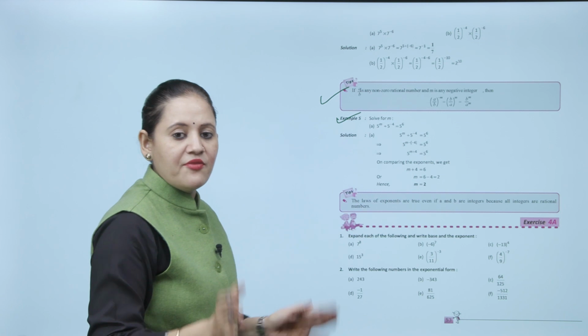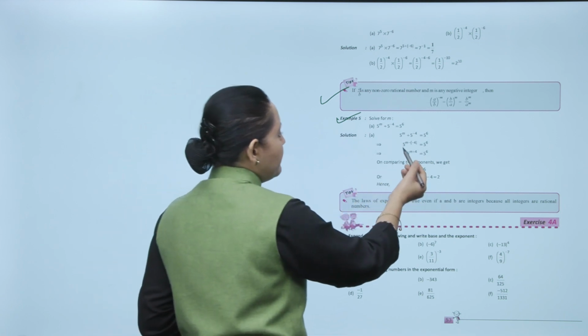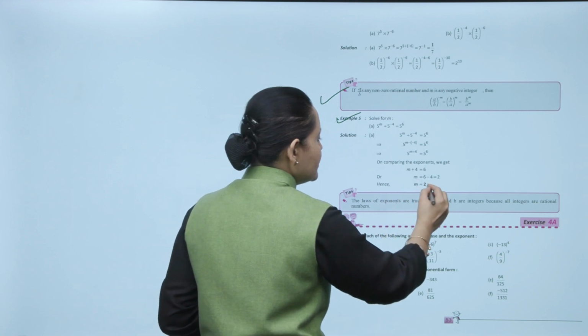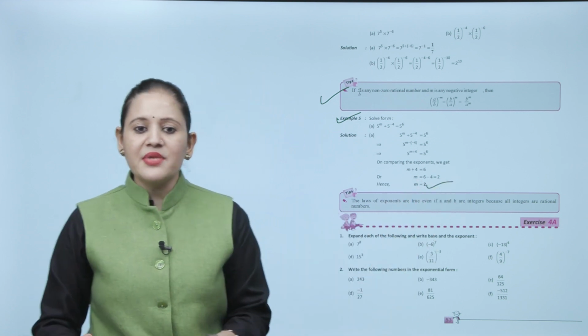Now the base is the same, so we will compare the powers. m plus 4 equals 6. So m equals 6 minus 4, that is 2. So the value of m is 2.